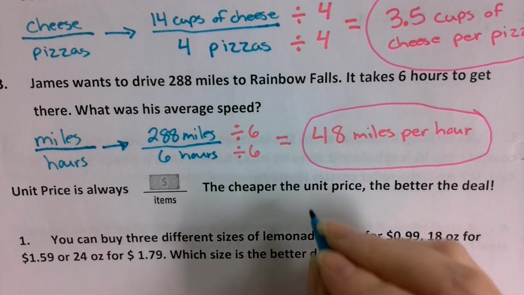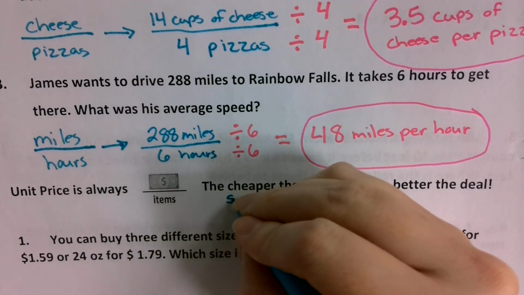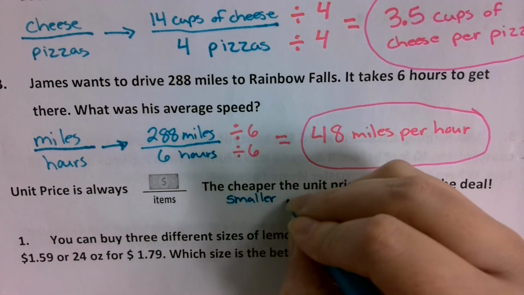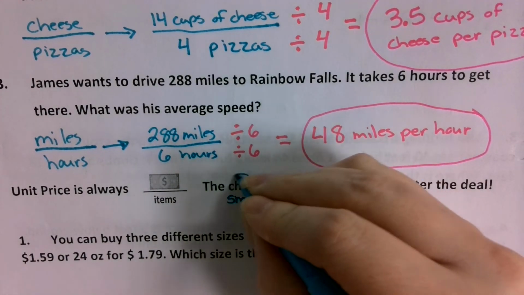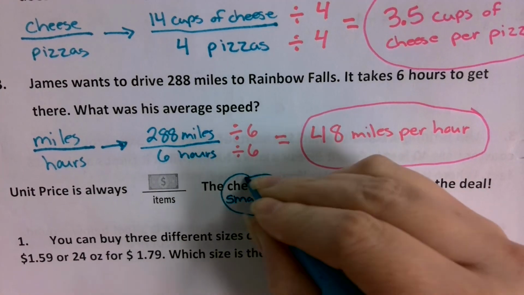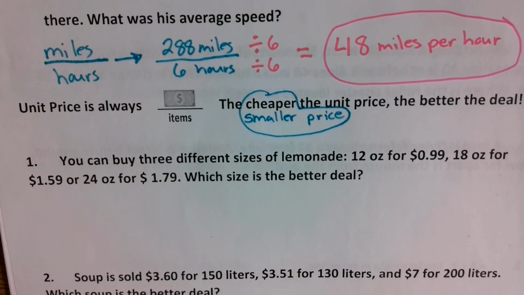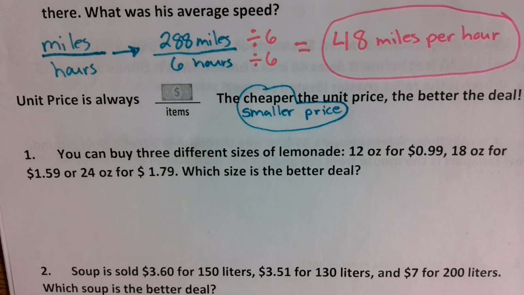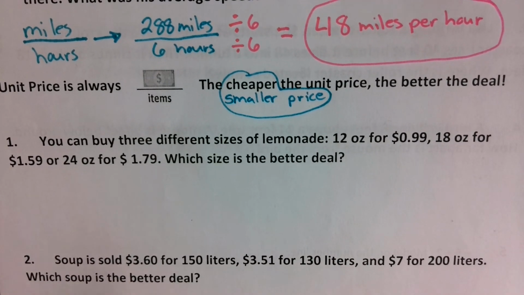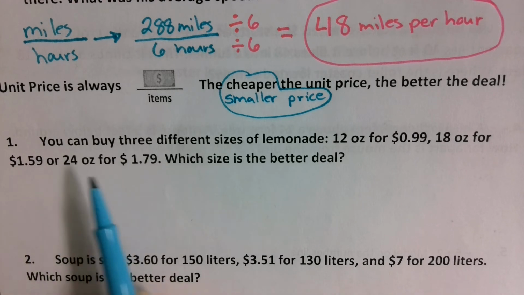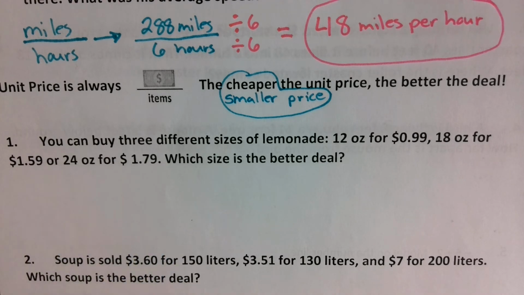Okay, the cheaper the unit price means that it's the smaller value, the smaller price. Okay, that's what keywords means for cheaper. Okay, so let's take a look at this one. For problem number 1, if you want to buy 3 different sizes of lemonade, okay, you have these options. You need to figure out which one's going to be the cheaper deal. You've got 12 ounces for 99 cents. You have 18 ounces for $1.59. Or you can do 24 ounces for $1.79. Okay, so we want to know which one's going to be the better deal for us to go with.